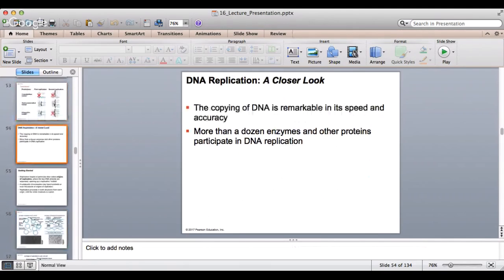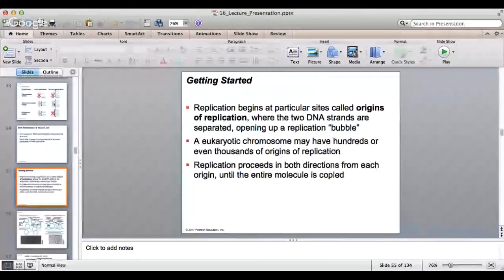what do I need to understand for the test? Okay, so replication begins on particular sites called origins of replication. You guys, if there are millions and millions of nucleotides that make up these long, incredible strands of DNA, we have to know where to start. There's not always just one start place either. We can have multiple origins of replication on one strand of DNA. As you see, hundreds, even thousands typically on eukaryotes.